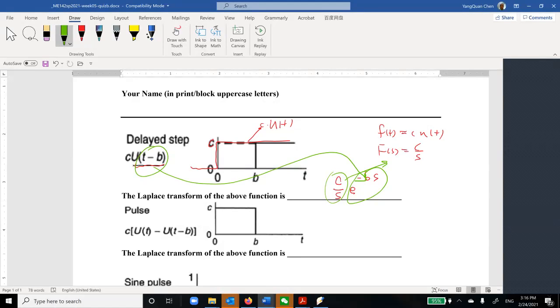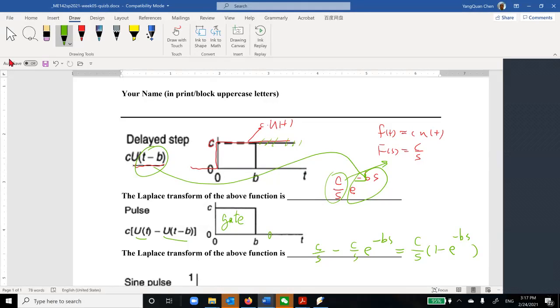Now we are going to do something interesting. So we have the original f, then minus this guy. So then the overlapping here will be cancelled out to 0, okay? So then what's left is a kind of gate function. So this is a gate function, okay? By that, we know the first one is c/s minus (c/s)e^(-bs). So it is c divided by s, times 1 minus e^(-bs). Make sense?